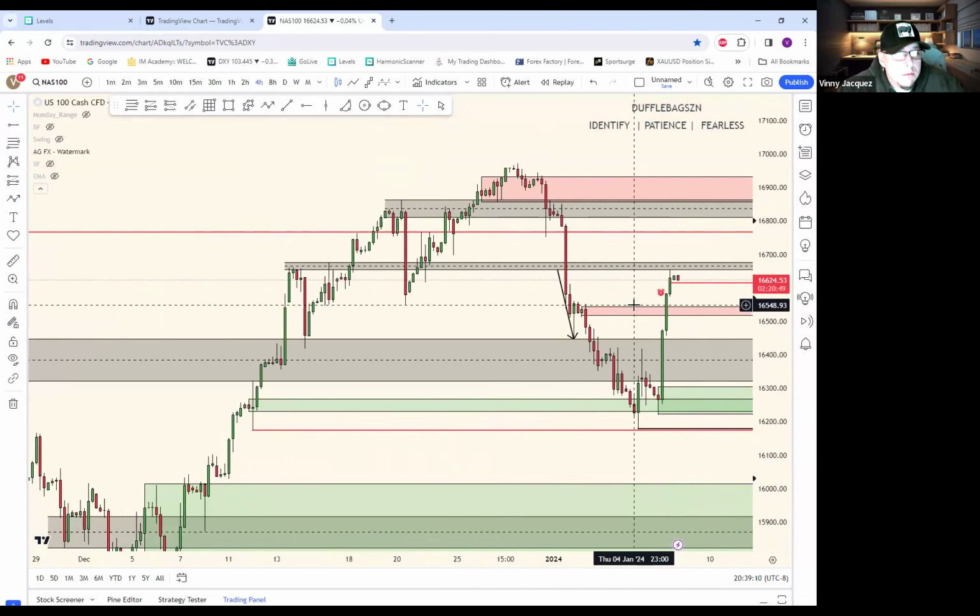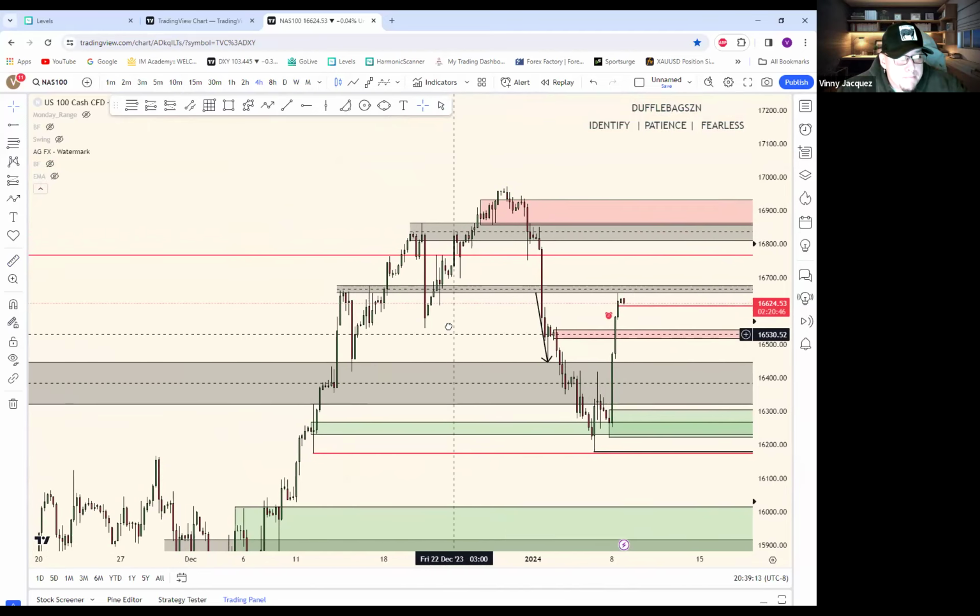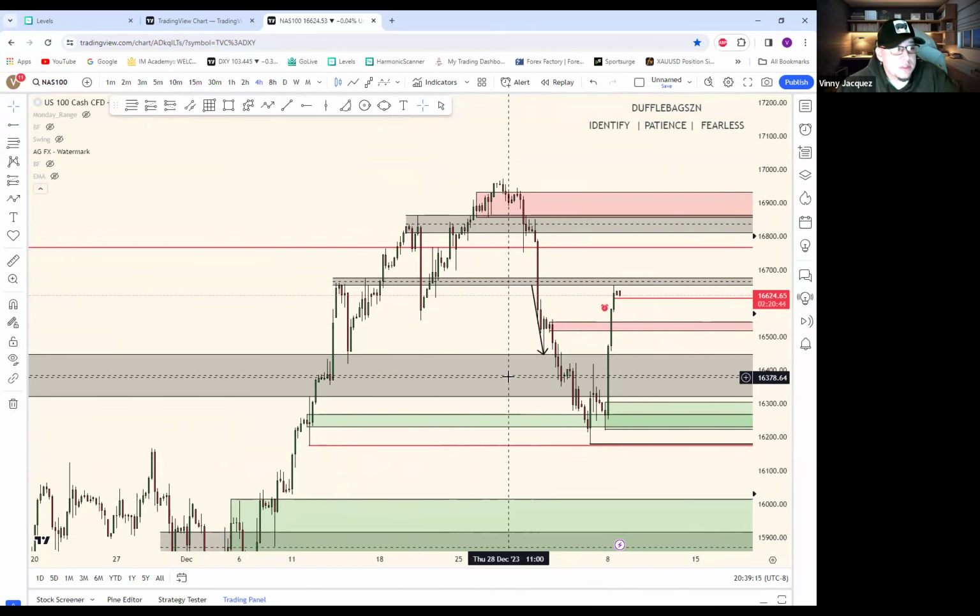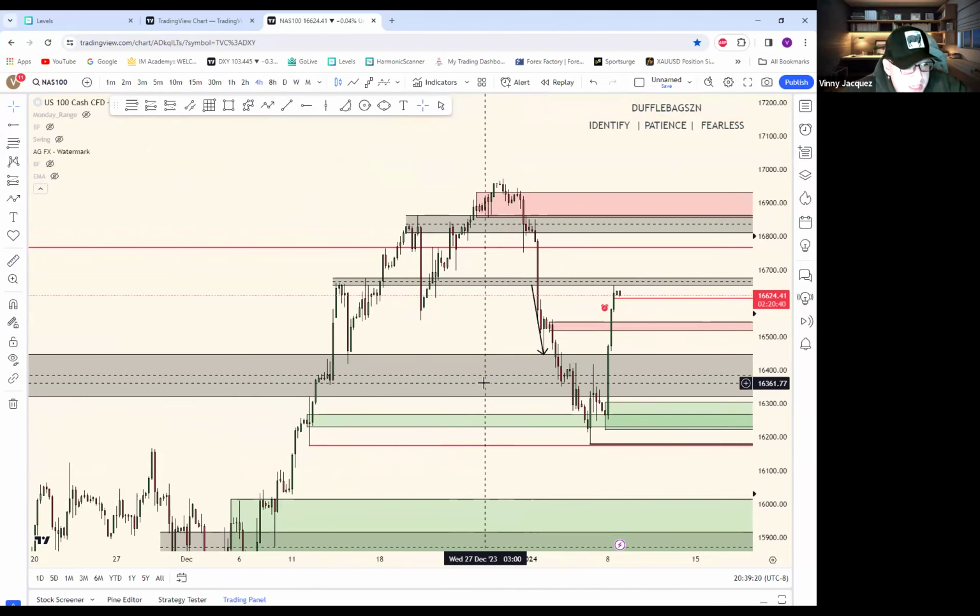But market is doing its thing, right? This would still be considered a violation setup to me. Still a violation setup to me.